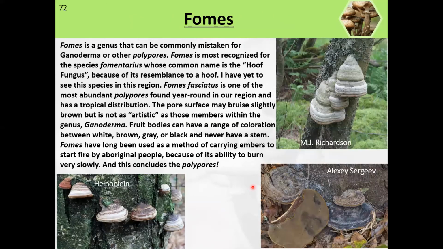And so Fomes is another genus of polypores, and this is like the hoof fungus, right? It's called the hoof fungus because it looks like a hoof. We really don't get this in North Texas, but we do get a lot of Fomitopsis, and I have another species right there. It is quite often confused with Ganoderma applanatum, the artist's bracket. It does bruise, but not as significantly on the pore surface. So the pore surface here is brown in mature specimens, and it can be white in younger specimens, so it gives you the idea of the spore color.